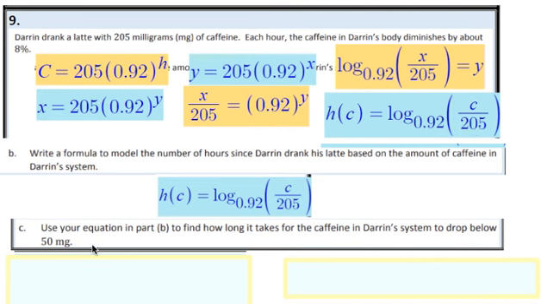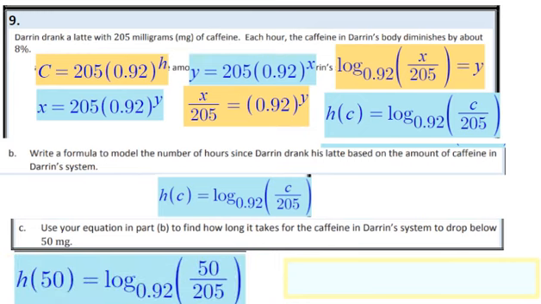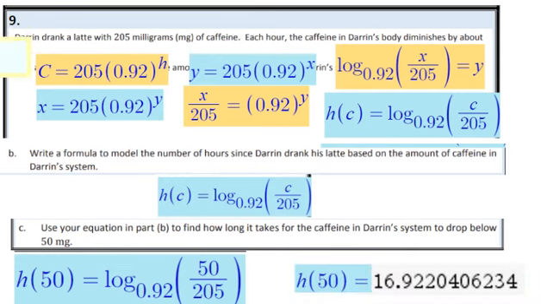And to finally finish this question off, they say, how long will it take for the caffeine in Darren's system to drop below 50 milligrams? So 50 milligrams is the amount of caffeine. Now that I have this equation, I can just put 50 in for my C. When I do that, I get 50 over 205.